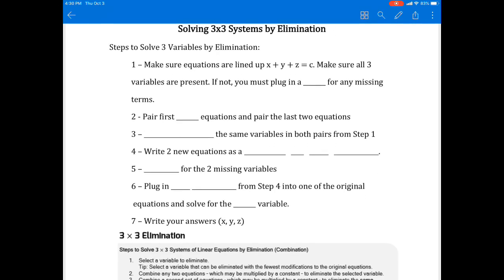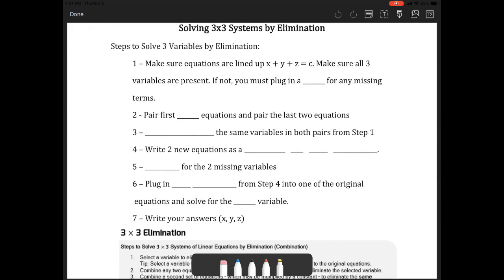So we have our basic steps, and then I've got my other ones for you just like we've done in the past. So first thing is we want to make sure our equations are lined up. X, Y, Z equals C. So C is always going to be a constant number. So that's super important that it's lined up. Make sure all variables are present. If not, you have to plug in a 0 for any of the missing terms, like we did for synthetic or long division. Then we're going to pair the first two equations and pair the last two equations.